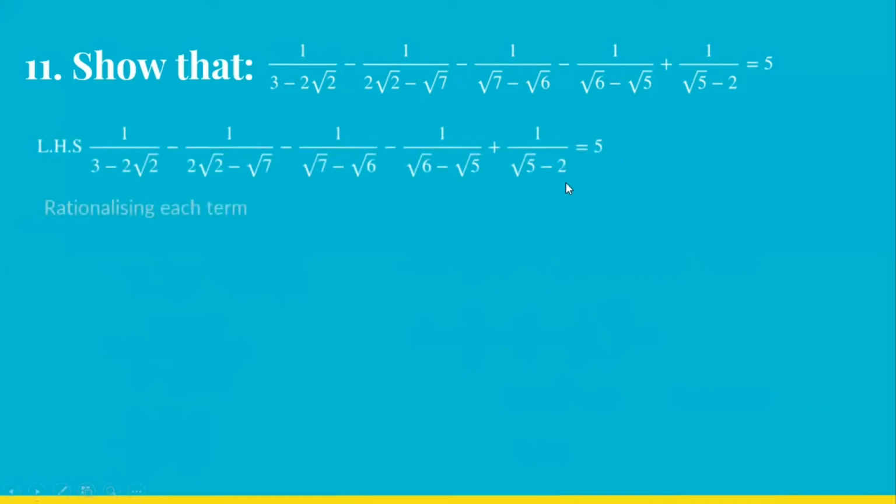So we start rationalizing each term. So we rationalize the first term, which is 1 upon 3 minus 2 root 2.